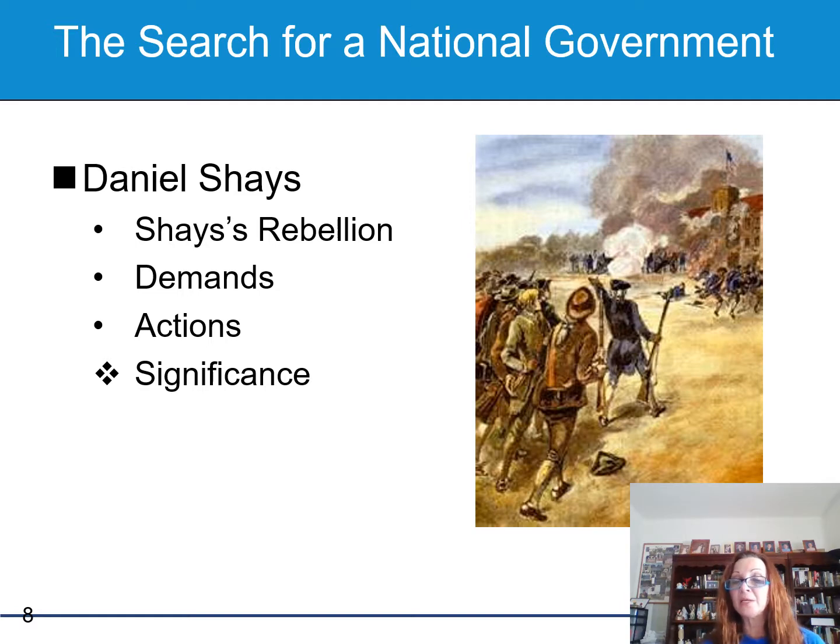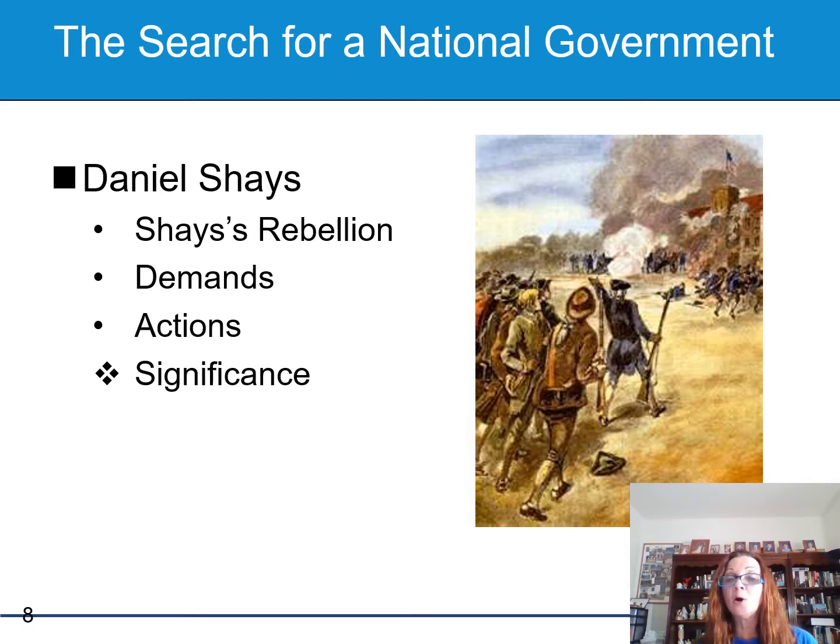So Daniel Shays, who was a hero and a Revolutionary War veteran, raised a small militia group to march to the state capital of Massachusetts to protest against the economic policies that were hurting the farmers. These farmers actually had three goals that they wanted from the new Massachusetts government.